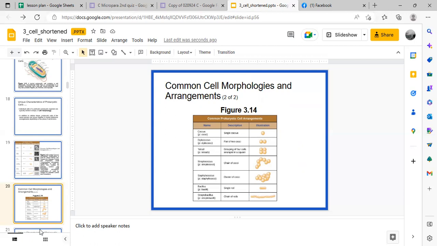Okay? And then if you have a chain of these ball-shaped bacteria, we call it streptococcus. Pag cluster naman, staphylo ang dinadagdag natin. Staphylococcus. Okay? So yung bacillus is single rod. Pag chain of rods, we call it streptobacillus.